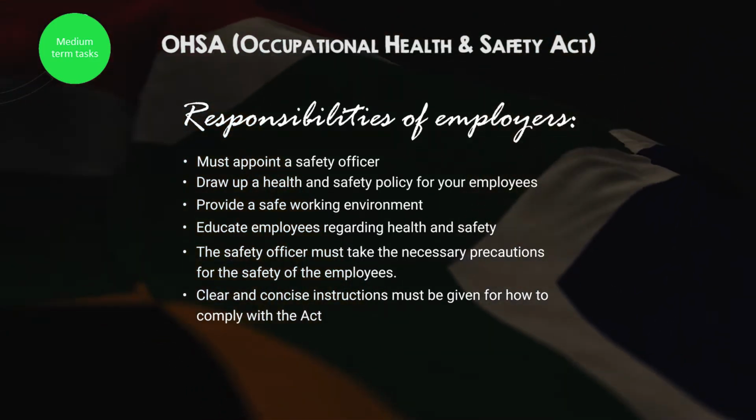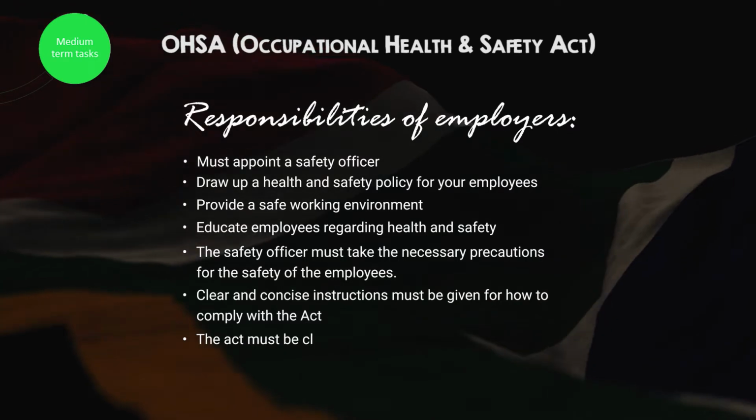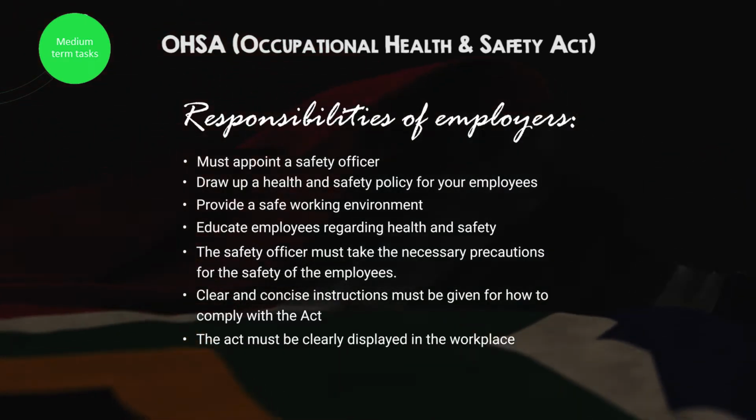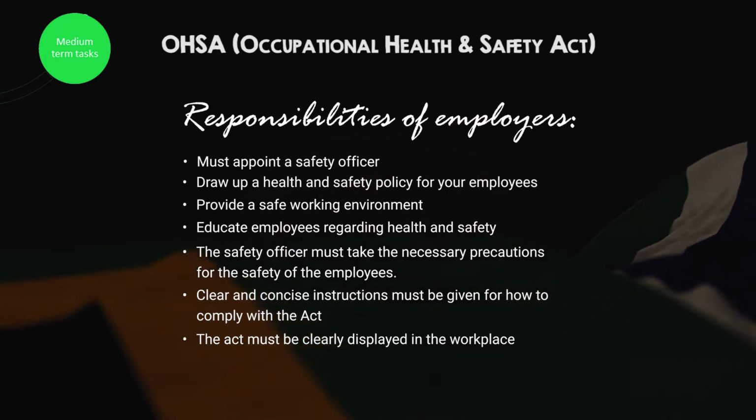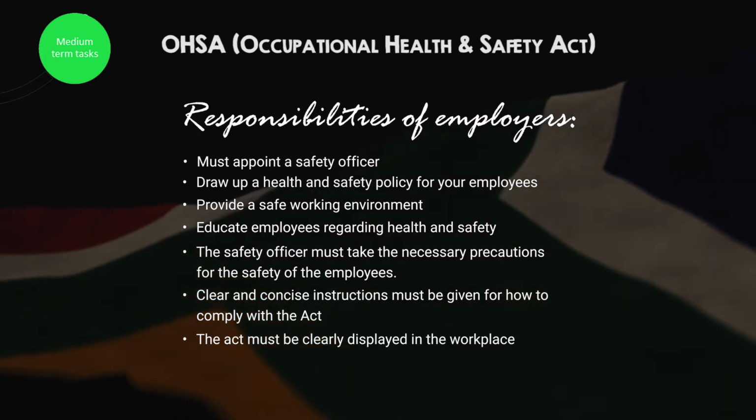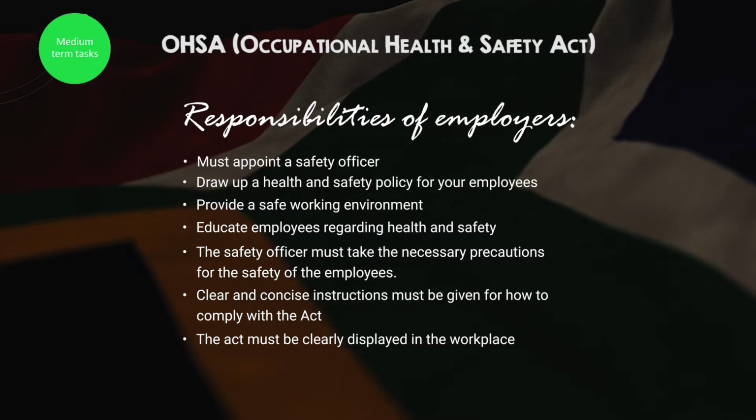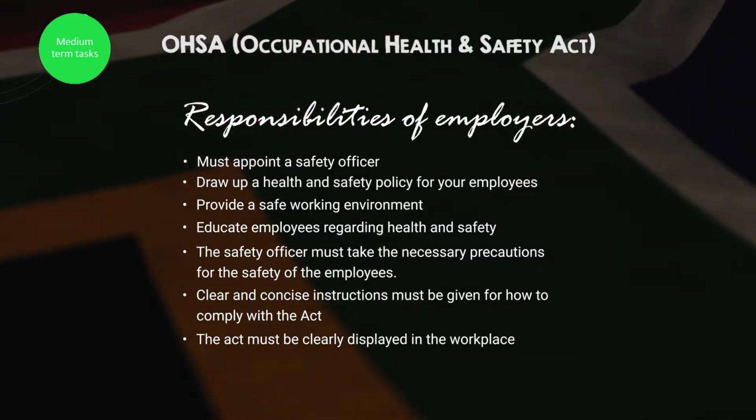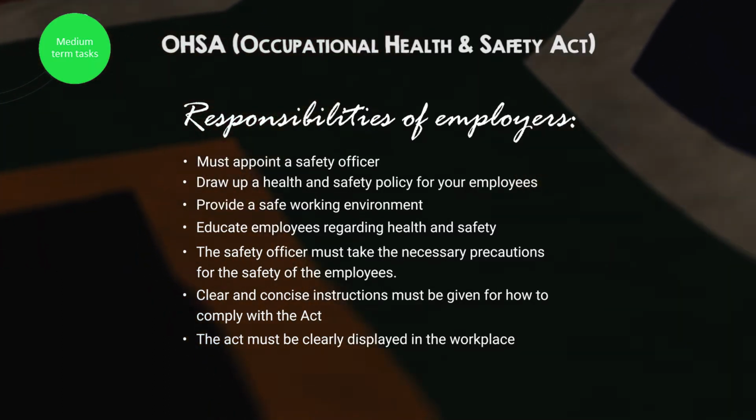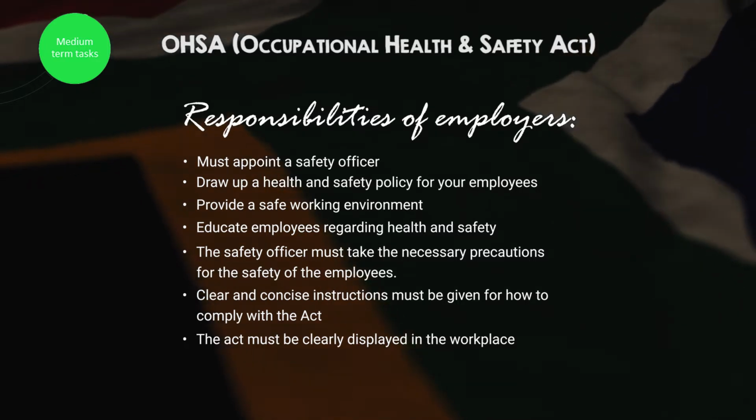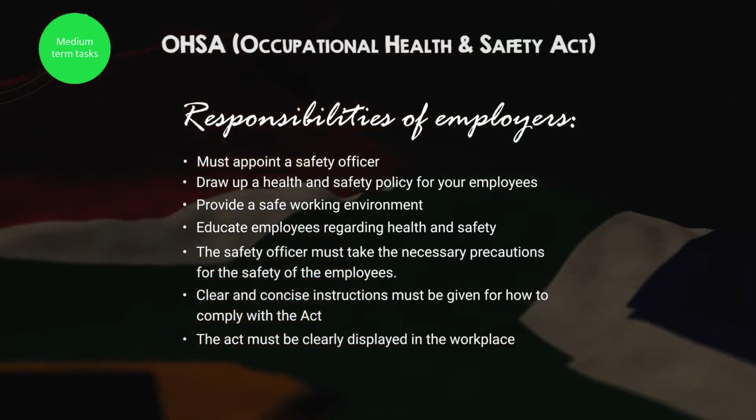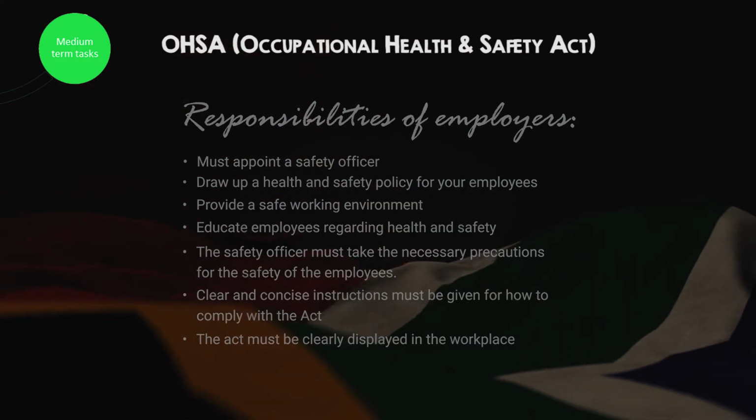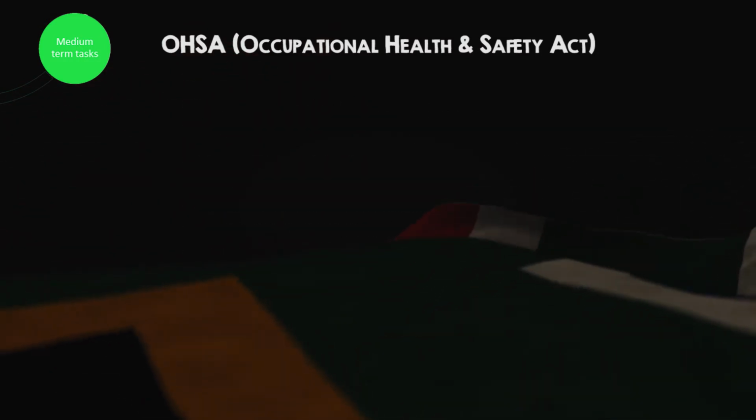The Act must be clearly displayed in the workplace. The Workplace Safety Policy must include responsibilities and mechanisms for reporting accidents and potentially harmful conditions. If your employees know what to do, how to do it, and why safety measures are important, then this will prevent injuries and create a safer and more productive working environment.